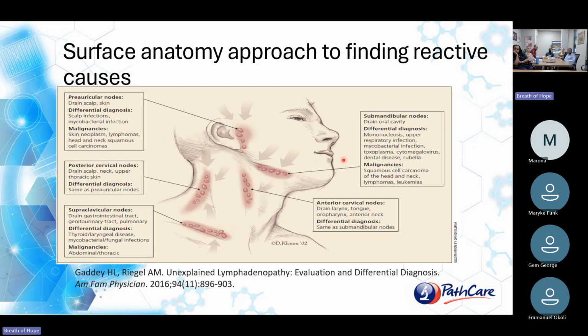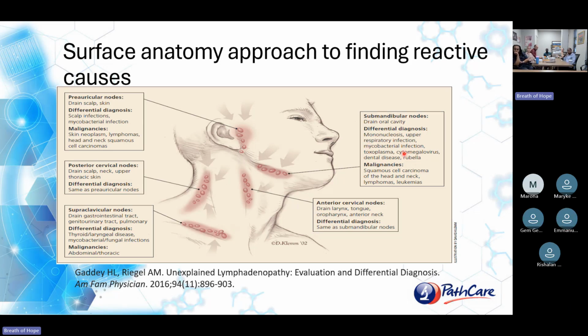For the submandibular area, mononucleosis and upper respiratory tract infections, various viruses and mycobacteria, with the malignancies causing this lymphadenopathy being squamous head and neck cancers, lymphomas, and leukemias. Anterior cervical nodes, the differential diagnosis is the same as the submandibular. Posterior cervical nodes, same as the preauricular. The supraclavicular nodes drain thyroid or laryngeal disease and mycobacterial and fungal infections, but they can also swell up due to thoracic or abdominal malignancy.